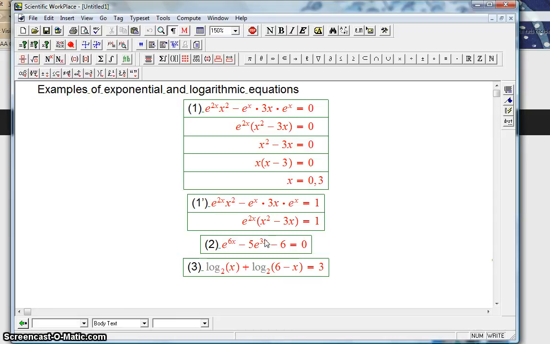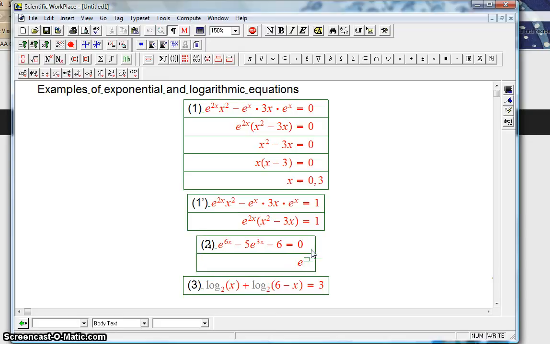Now, what about this guy? Here, the x's are all in the exponent position, so there's some hope for it, but it could be problematic. But the 6x and the 3x being related, that's a crucial thing. Once again, laws of exponents, properties of exponents come in handy here.